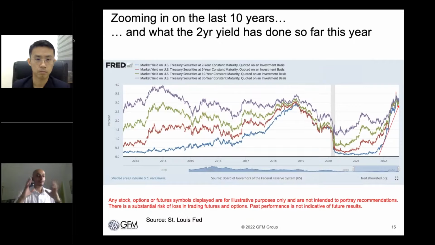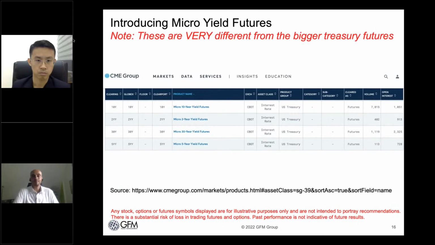So the big question for you is, great, all of these micro yields are at 3% right now. What are you going to do next? What are you going to expect to see next? And that's exactly what I hope you can figure out and make a decision on once I show you what these futures are and how to trade them.